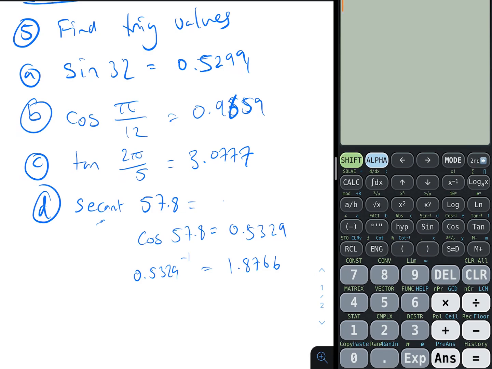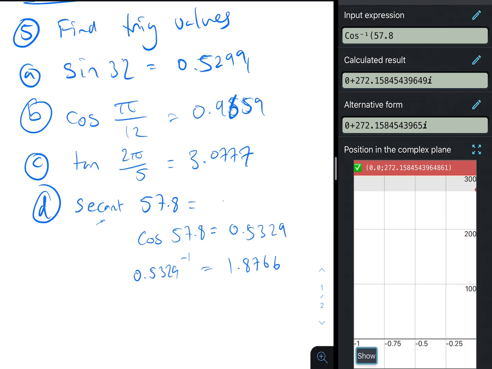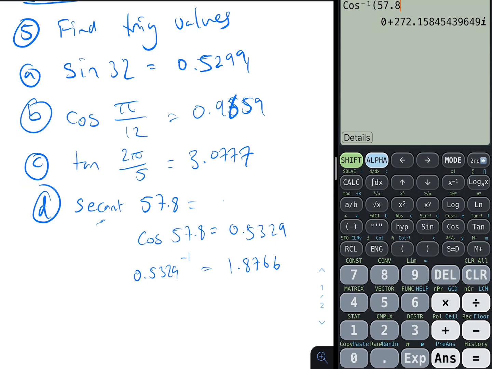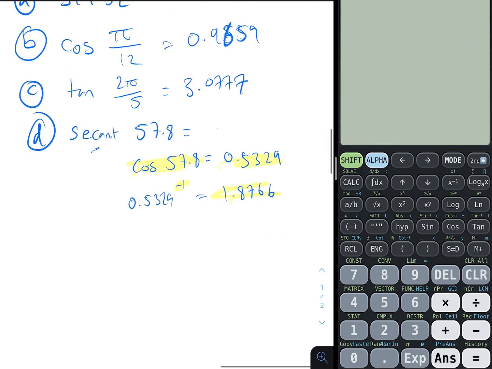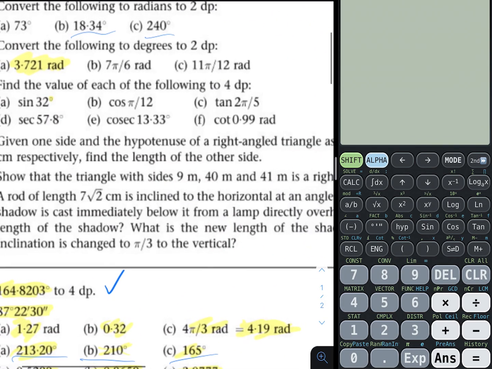To illustrate this, let's clear my calculator and do it again. So it's secant 57.8. You'd think that if you press shift and the cosine minus 1, then put 57.8, it gives me this when you press details. If you don't want to be dealing with that imaginary number stuff, you're better off doing it the method I showed you. Do the cosine of the angle first, get that number, put it to the power of minus 1, and then you've got the inverse. Okay, let's crack on.